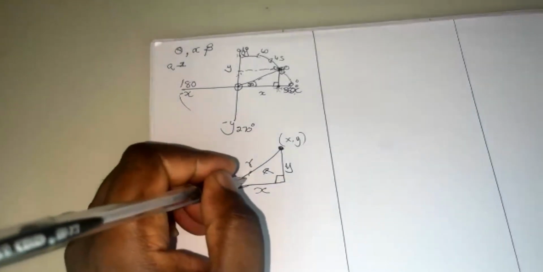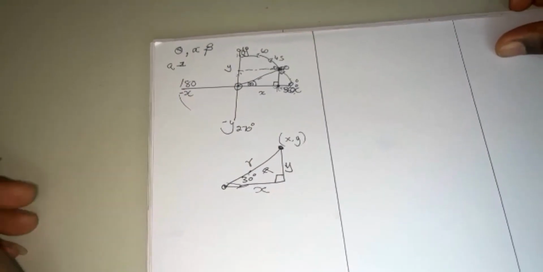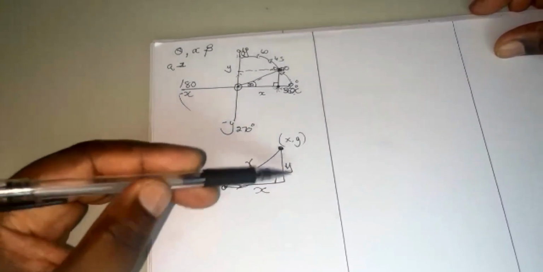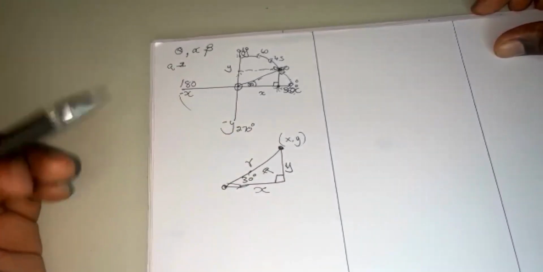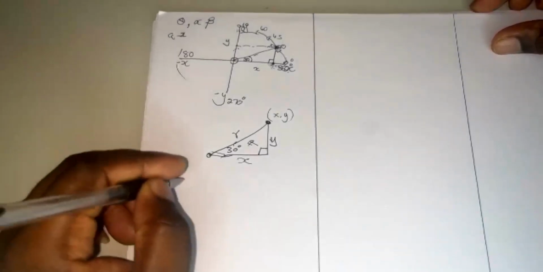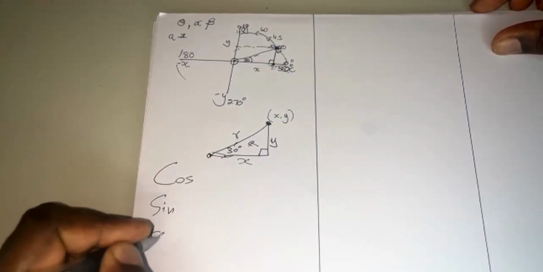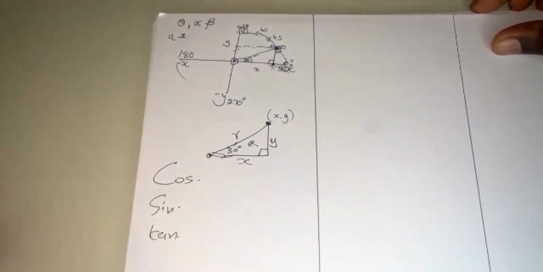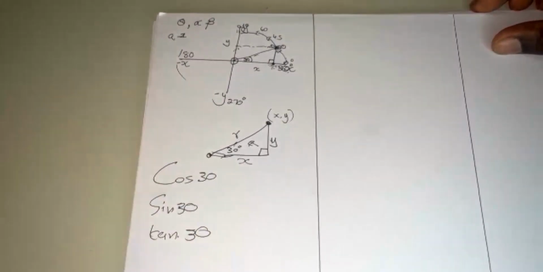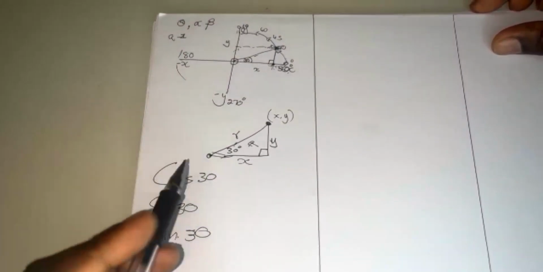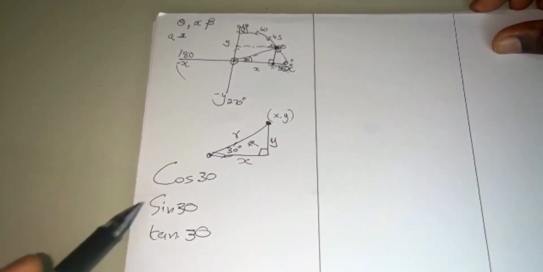Since we know our angle is 30 degrees now, according to the example I have given, we can use any of this linkage to identify the trig ratios, which are cos angle, sine angle, and tan angle. So which angle is that one? Let's talk about angle 30. So why do I choose angle 30? I choose angle 30 so that I can end up using the trig ratios.